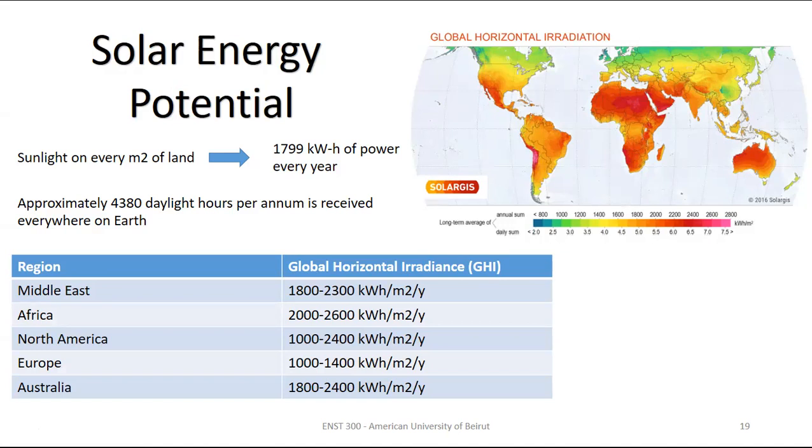It's not constant. For example, in the Middle East, the average is between 1,800 and 2,300, while in Europe it drops to 1,200. What is important to note here is that the developing countries, which are mainly in this area here, receive solar radiation much more than developed countries, which gives these countries an advantage to develop their utilities and move to clean resources in order to stop the consequences of climate change and increase their energy security.